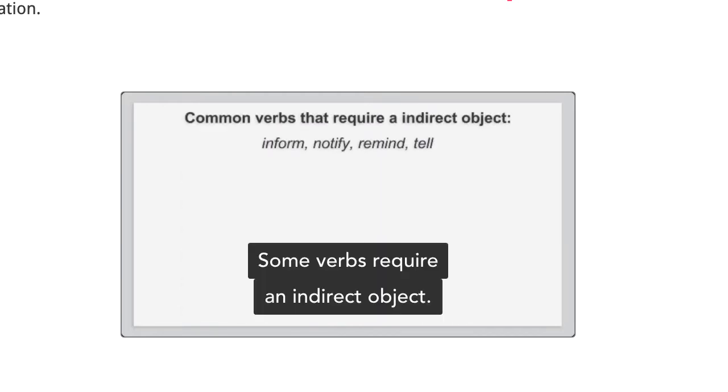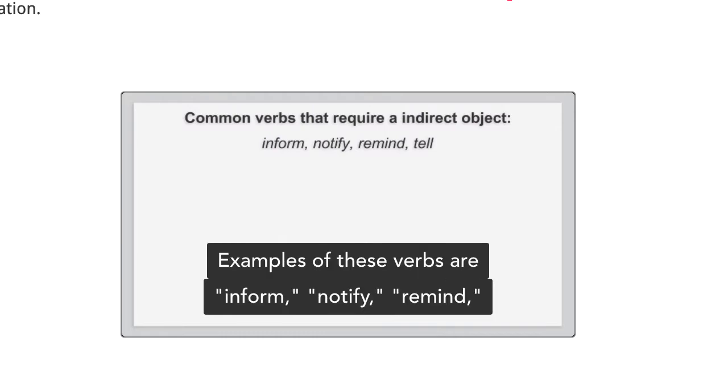Some verbs require an indirect object. Examples of these verbs are inform, notify, remind, and tell.